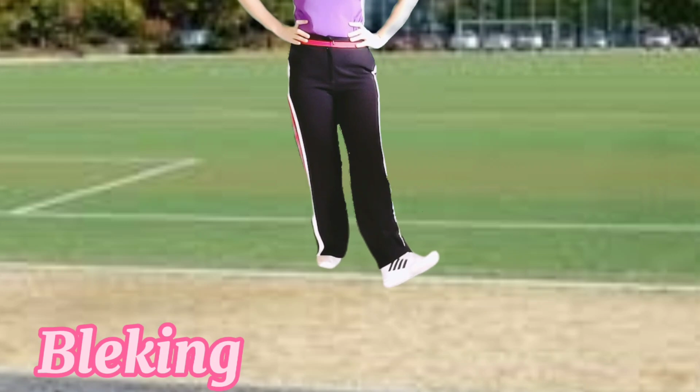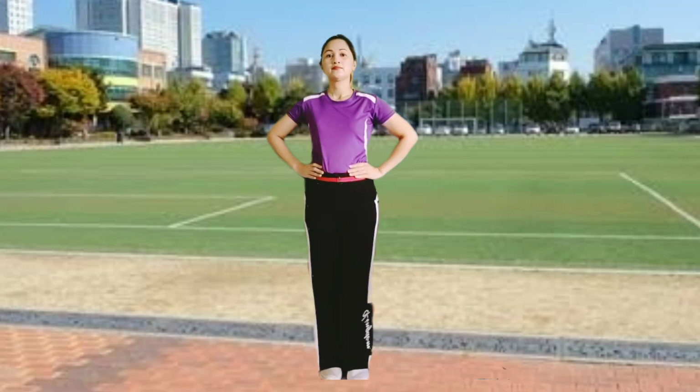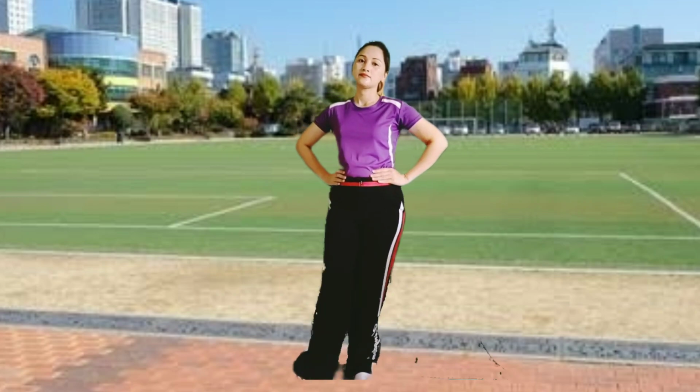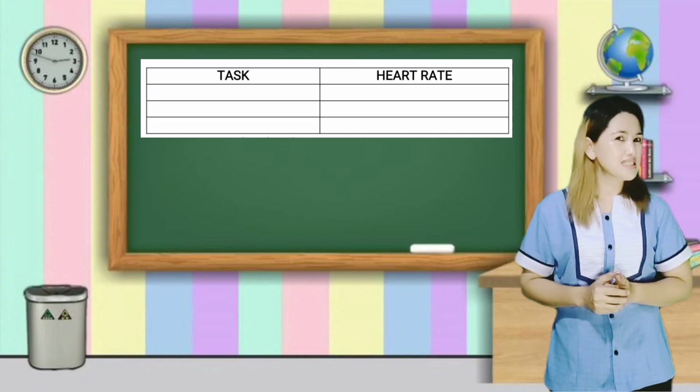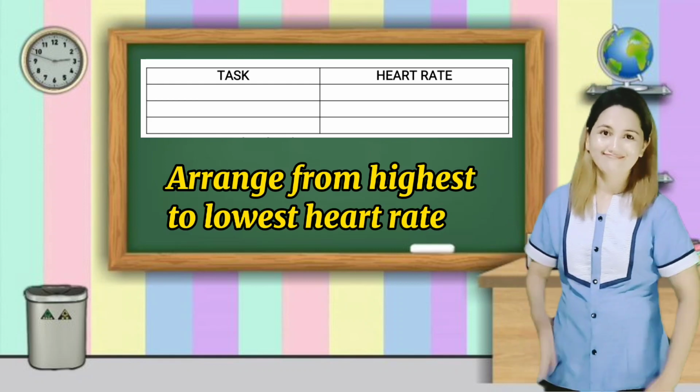Next is blinking step. Place right heel in front in fourth position, count 1. Step right close to left foot in first position, count 2. Reverse the position of the feet. Do it alternately for 20 seconds, both arms at your waist. The table shows the different tasks that you performed, ranging from the highest to lowest heart rate.